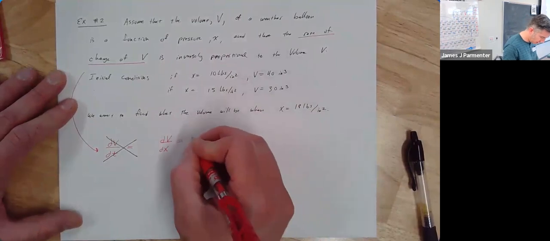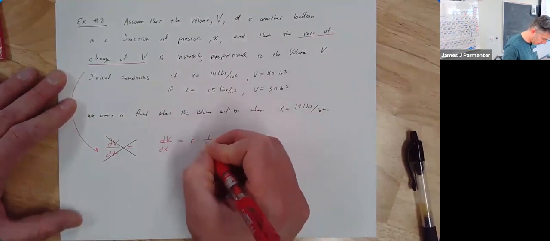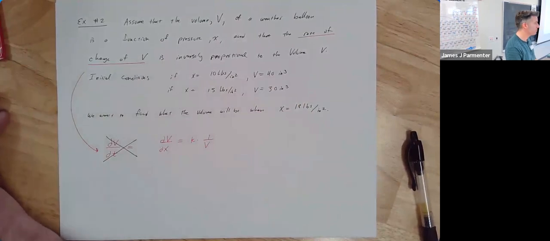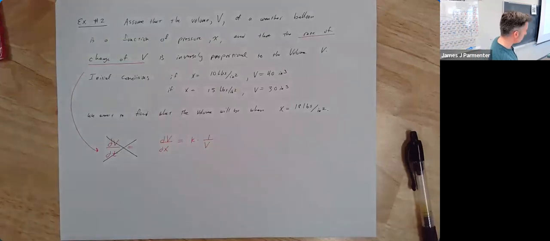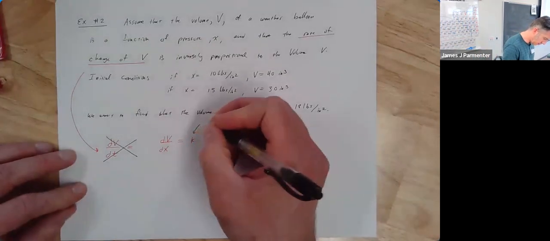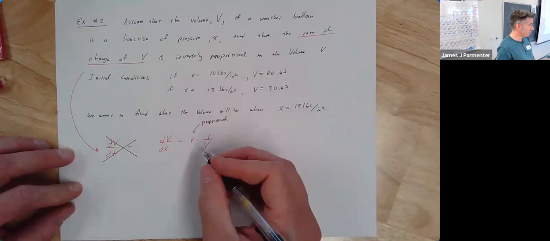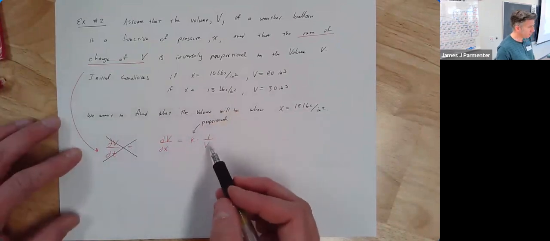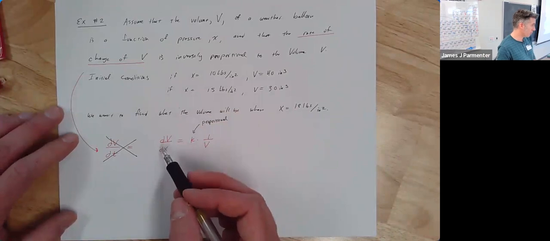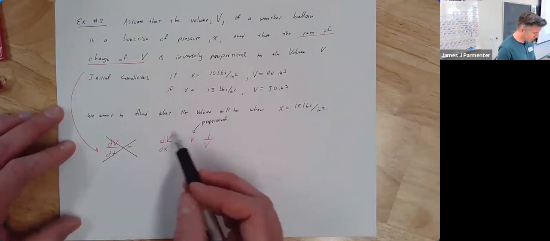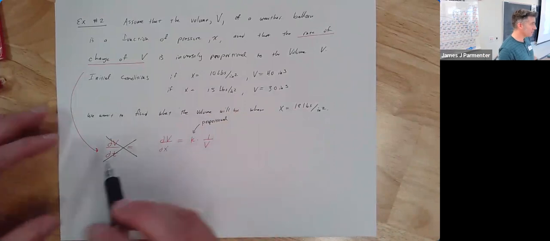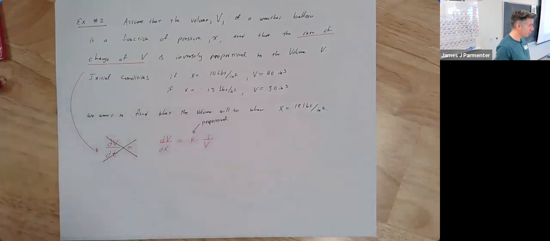So it's going to be a constant times the inverse of the volume. The K is just for the proportionality part, and 1 over V because they're inversely related. If volume gets larger, the rate of change of volume should get smaller. And if volume gets smaller, the rate of change of volume should get larger. That's what it means to be inversely proportional. Okay, so we've set up our differential equation. That's all there is to the setup.